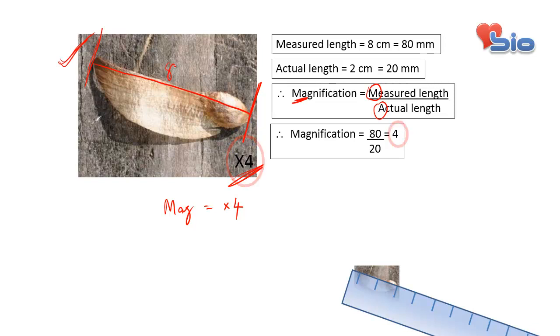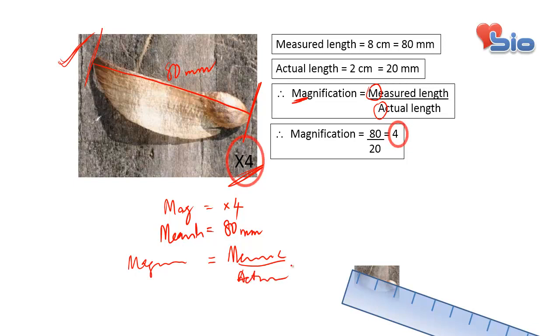This is 80 millimeters. I would write this on the diagram and I would also write this as measured length, 80 millimeters. Of course, your writing better be neater than this. And then you put down your formula. Magnification is equal to measured length upon the actual length.